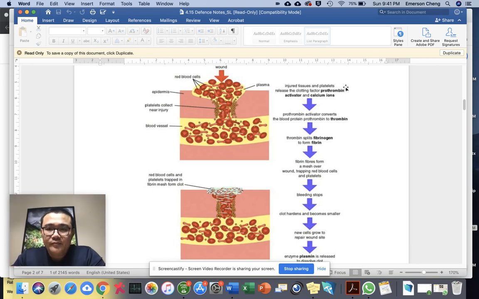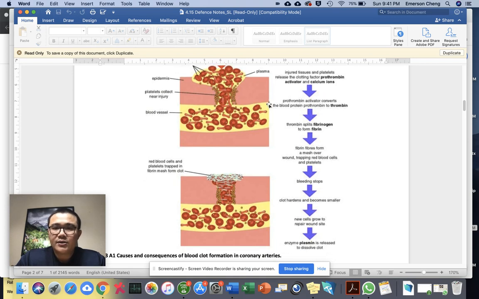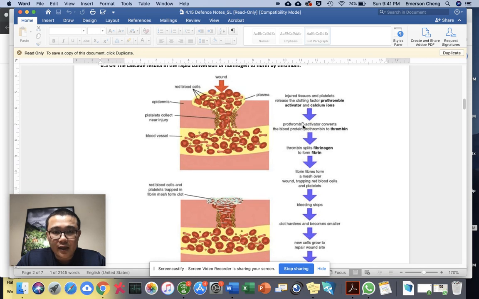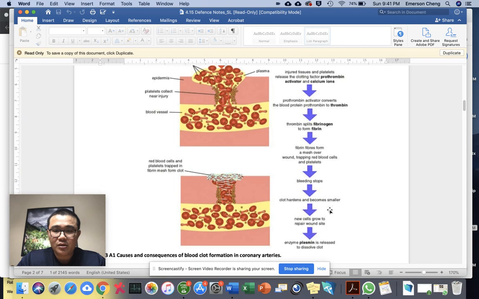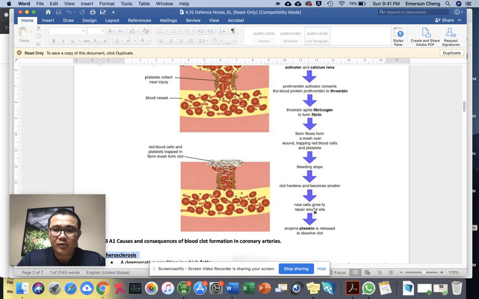Injured tissue will release clotting factor, prothrombin activator, and calcium ions. The prothrombin activator converts a blood protein, prothrombin, to thrombin. Thrombin will split fibrinogen to form fibrin. Fibrin threads form a mesh over the wound, trapping red blood cells and platelets. The bleeding stops. The clot hardens and becomes smaller. New cells grow to repair the wound site.